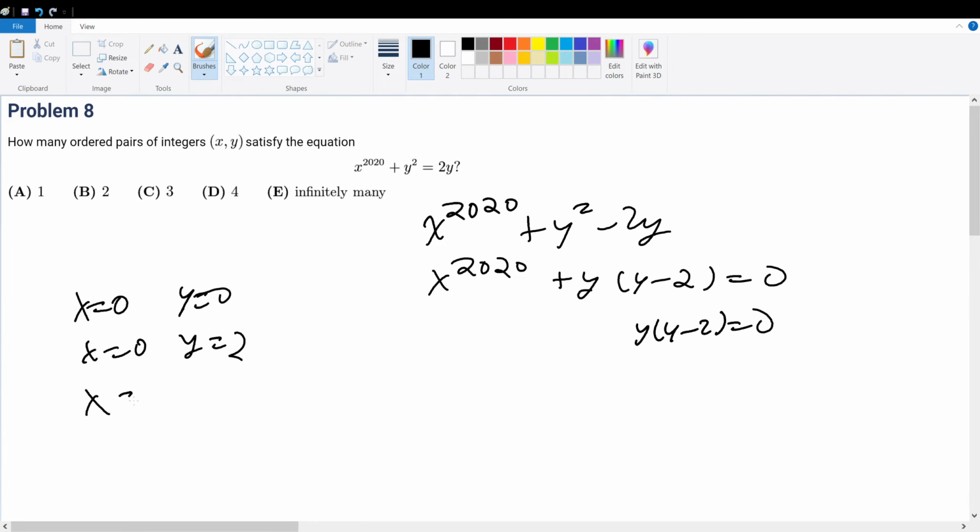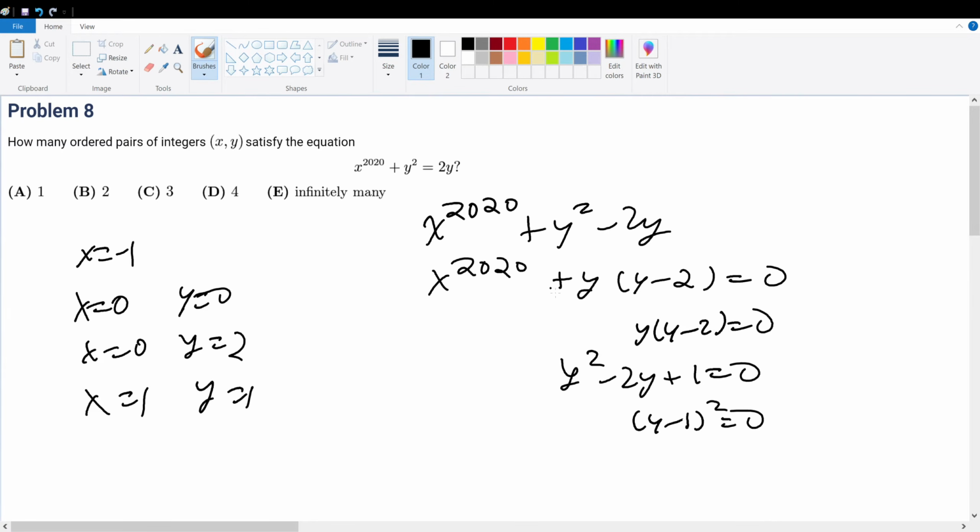What about x is equal to 1? If I have x is equal to 1, then I have y squared minus 2y plus 1 is equal to 0, which is equal to y minus 1 squared is equal to 0, which becomes y is equal to 1. The same goes for x is equal to negative 1, because remember, this is a positive or even exponent, so this becomes y is equal to 1 as well. Now that we have four possible cases, we can eliminate A, B, and C. We only are left with D and E, but how come it's not E?